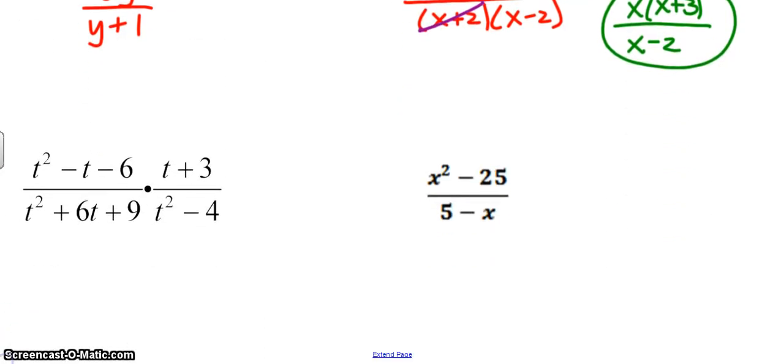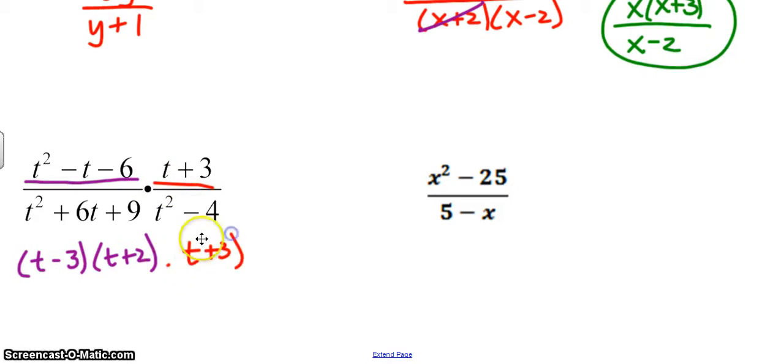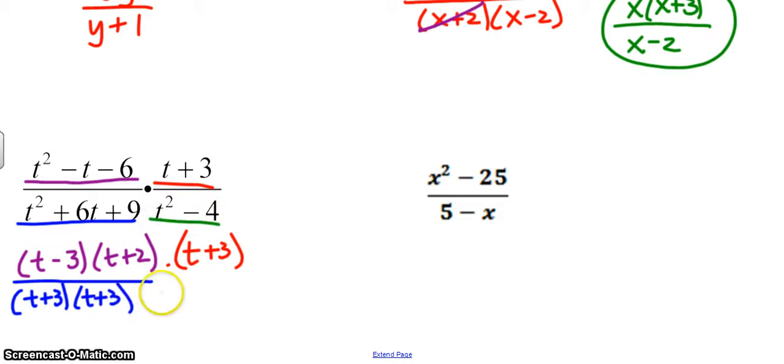Alright, continuing on. This next one is going to have some factoring in it, and then we're multiplying. And remember, when you multiply fractions, you just multiply straight across, so there's nothing to do here as far as rewriting other than to consider our factoring. So this purple one is going to factor into t minus 3, t plus 2. This one's going to stay just as it is. Can't factor that anymore. This one right here is going to result in t plus 3 times t plus 3. And this last one is again a difference of squares, just like the previous example. T minus 2, t plus 2.